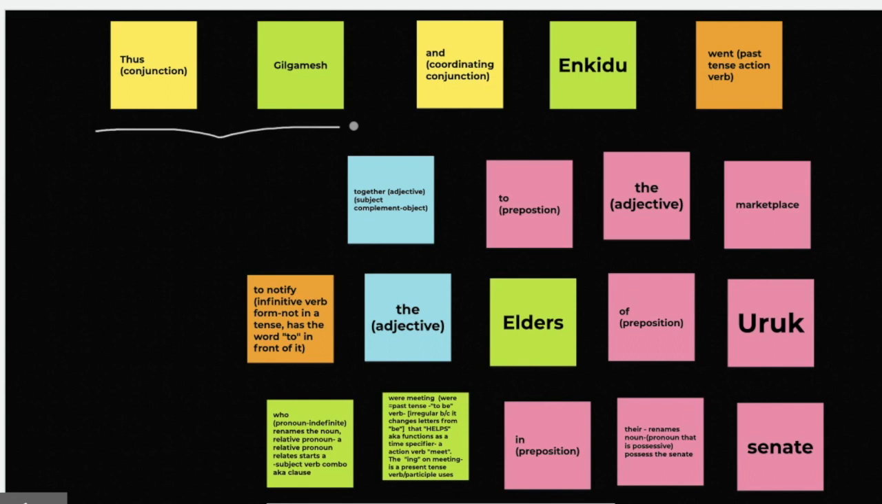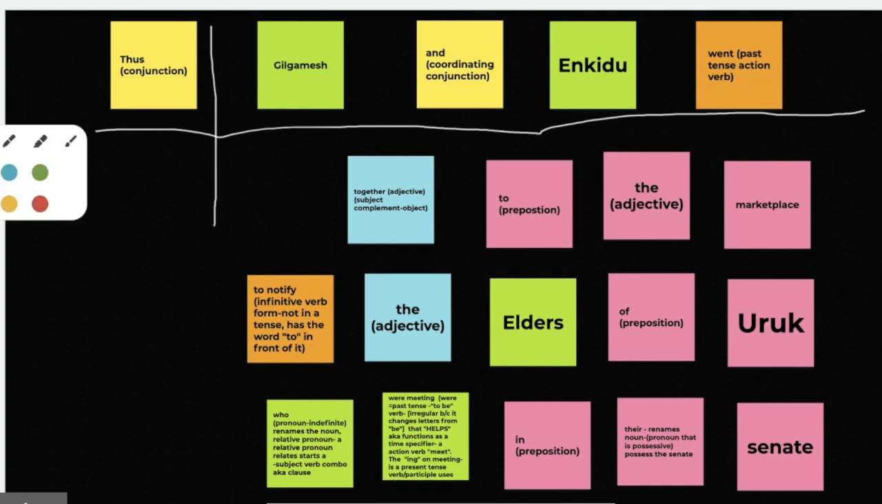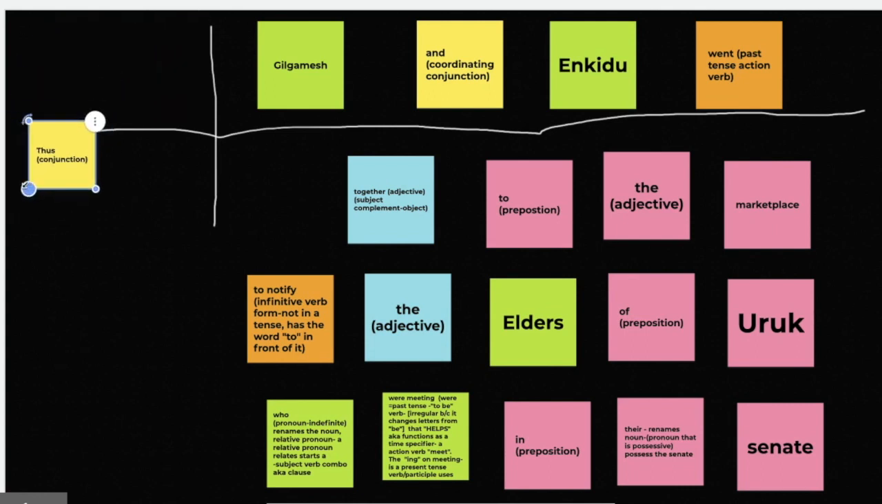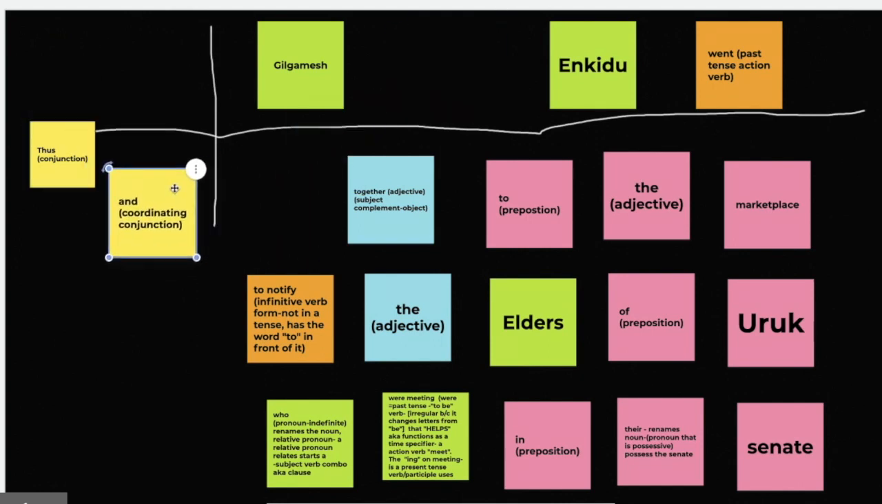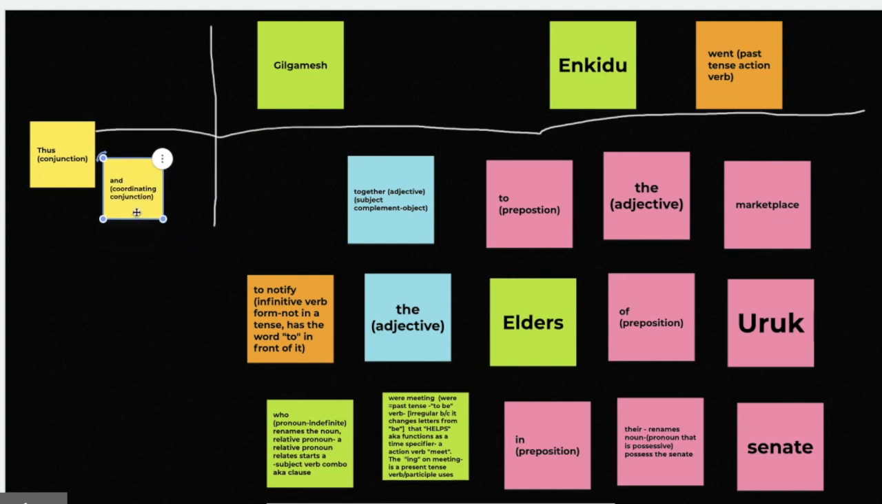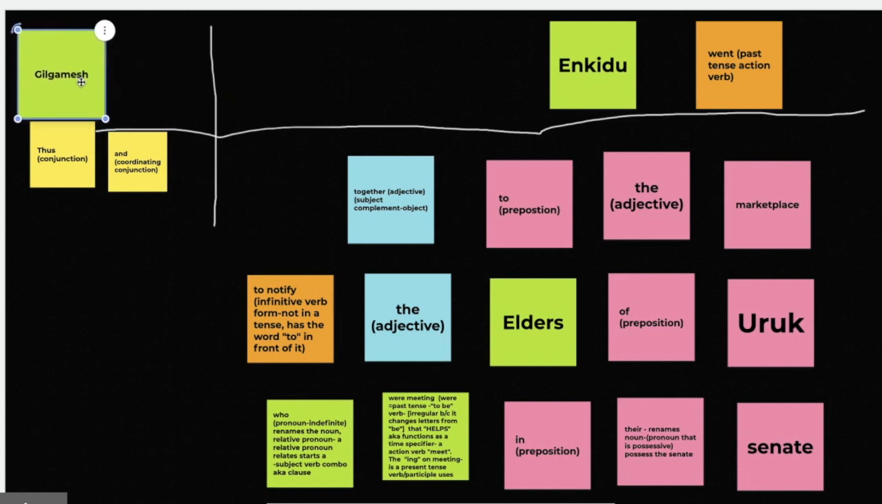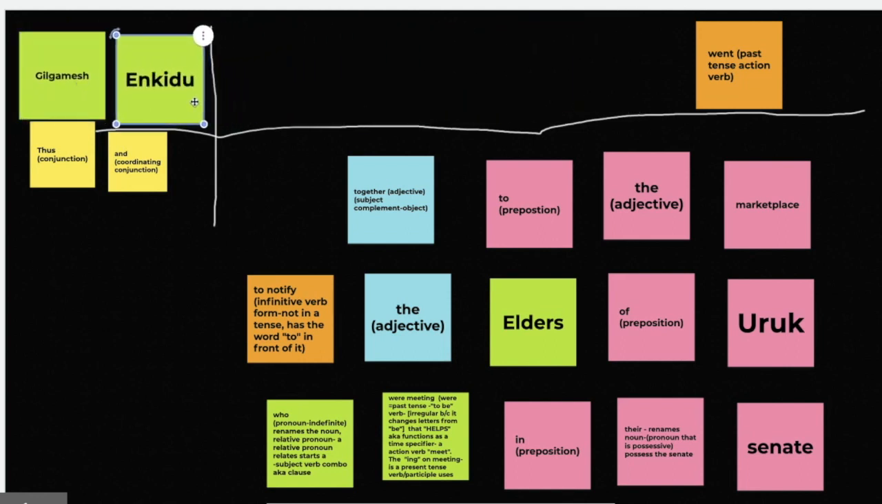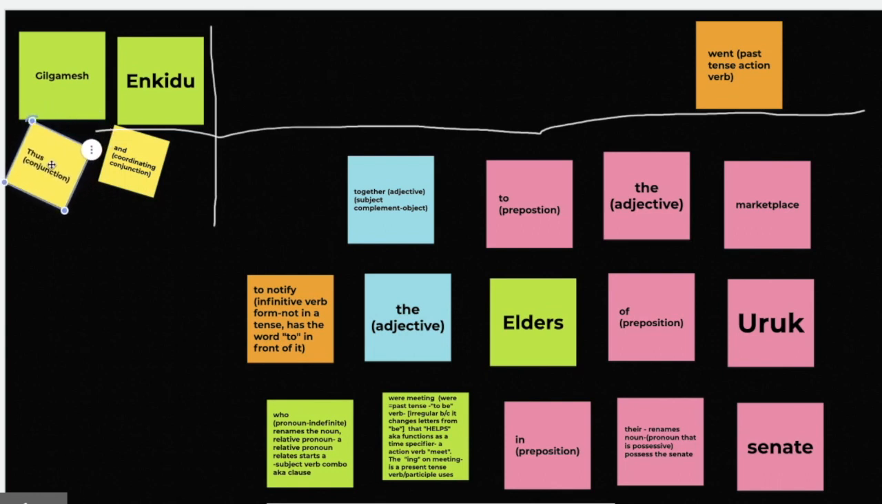So our sentence line shows that there are 2 parts to a sentence. There's a subject side and a predicate side. The green subjects are always going to be nouns, so the green are our subjects in this case. These words fall off our subjects. So thus is a subordinating conjunction, so that's going to stay here. And is a coordinating conjunction. So they're like combining words or transition words. Gilgamesh and Enkidu are our subjects. So I'm going to make these words fall off our 2 subjects. So these words go on the subject side of the line.